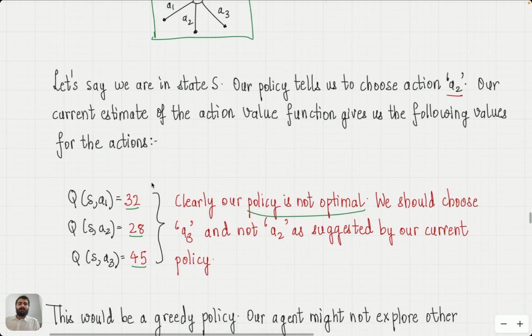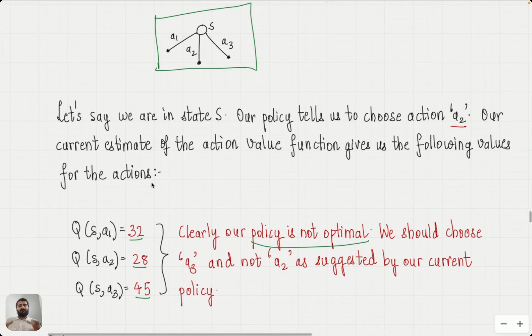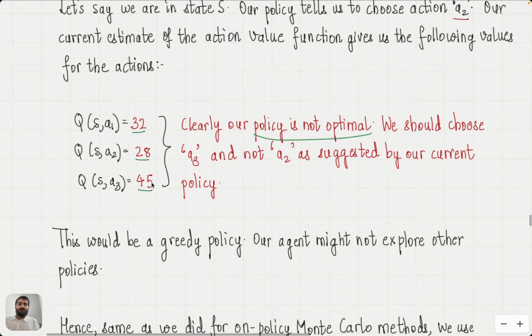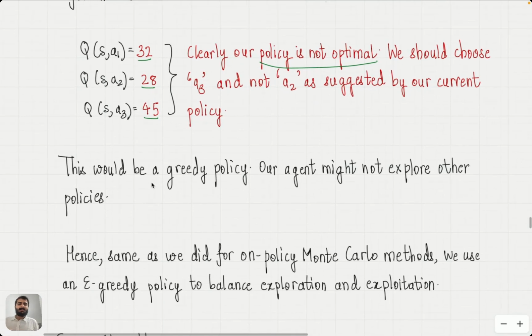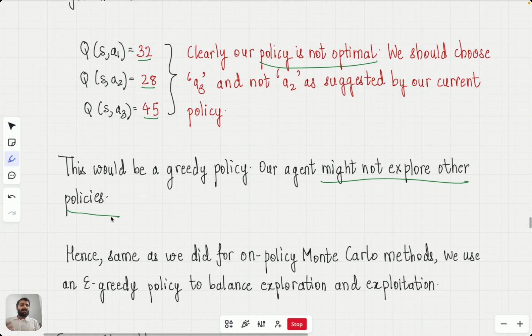So this would be a greedy policy, which means that for every state we are calculating the estimates of the action value functions and we are choosing the action which gives us the best estimate. But the problem with this is that our agent might not explore other policies. And for this same reason, and as we did for the Monte Carlo methods, we use an epsilon greedy policy to balance exploration and exploitation.